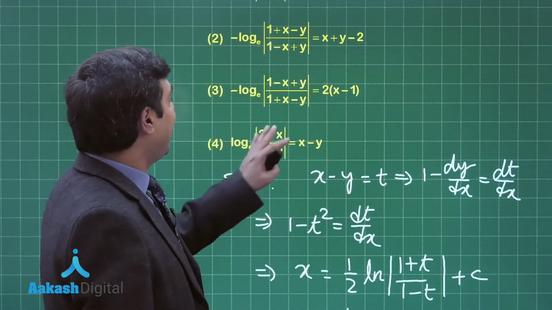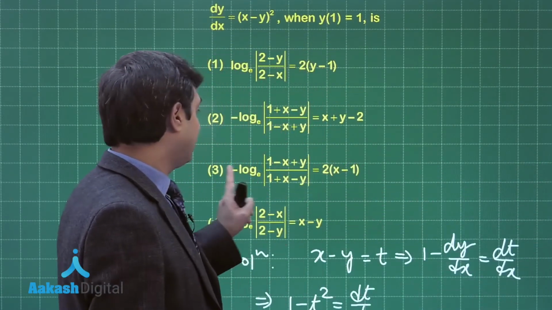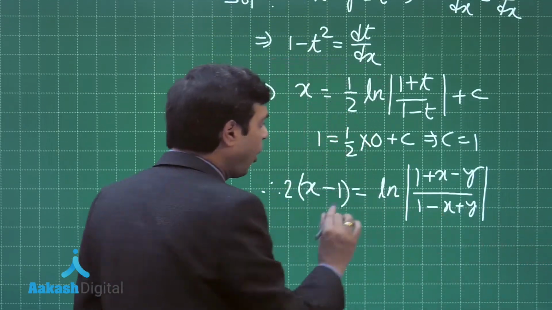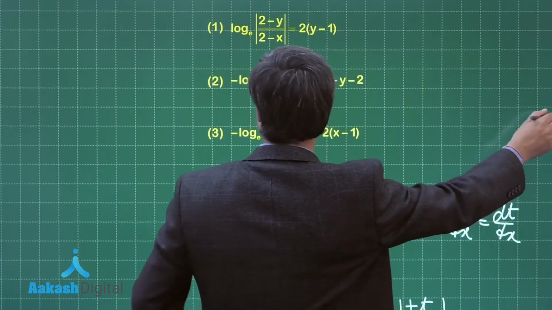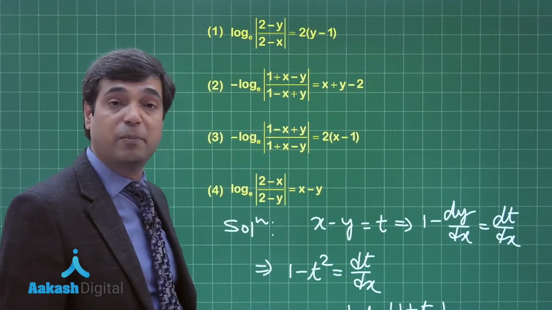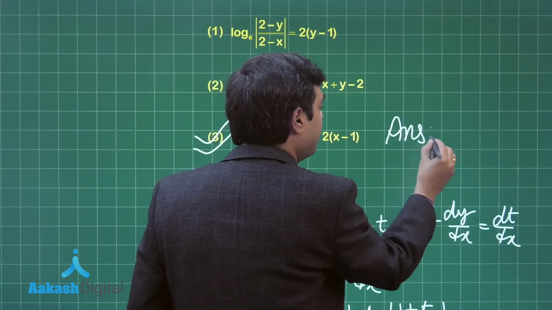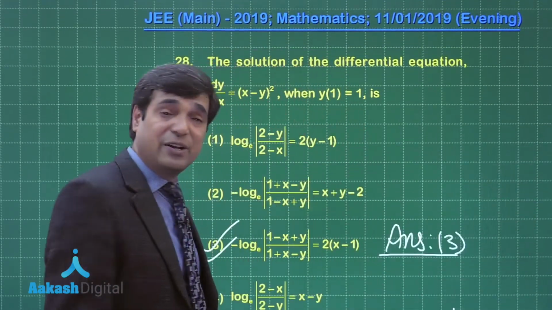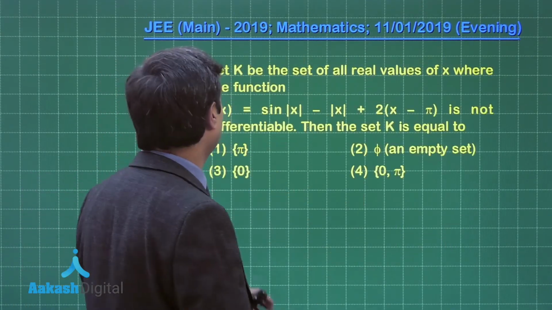2 times x minus 1 is given here in just option 3. Let's see what is given with log. Log of 1 plus x minus y upon 1 minus x plus y. If you look at this term, it is minus. So on taking reciprocal, it is 1 plus x minus y upon 1 minus x plus y. So correct answer for this question is option number 3. I'm sure this part is clear how we simplify this differential equation. Let's move on to the next one, that is question number 29.